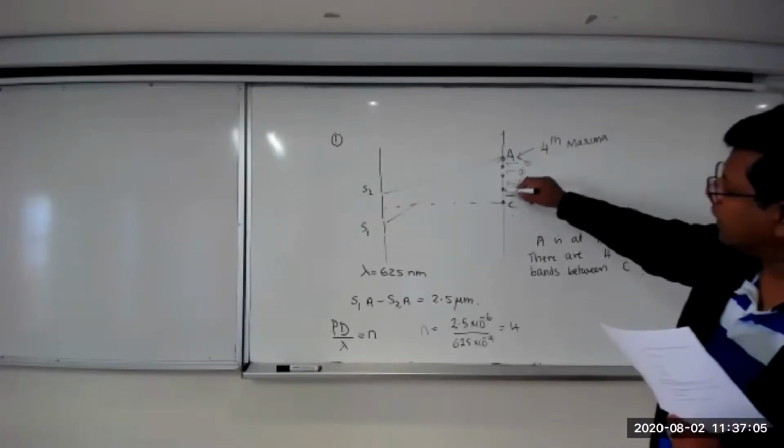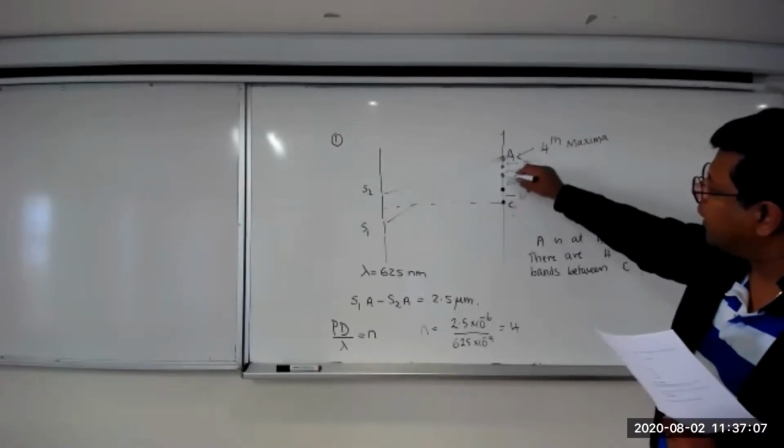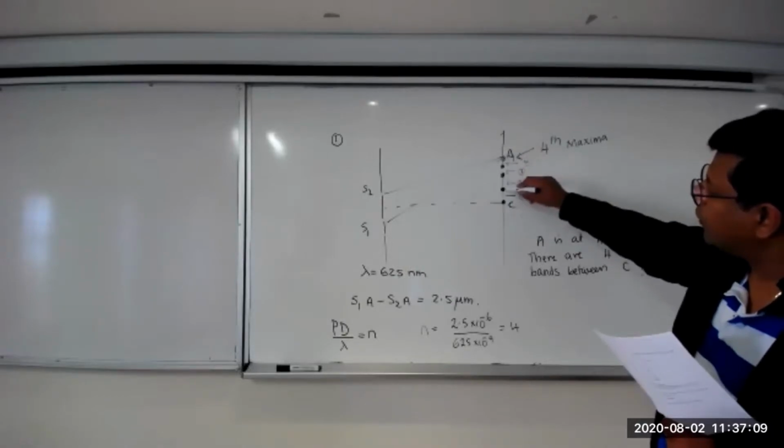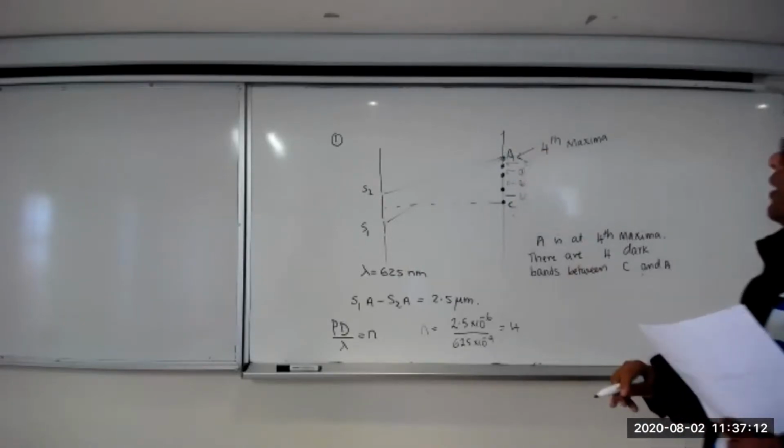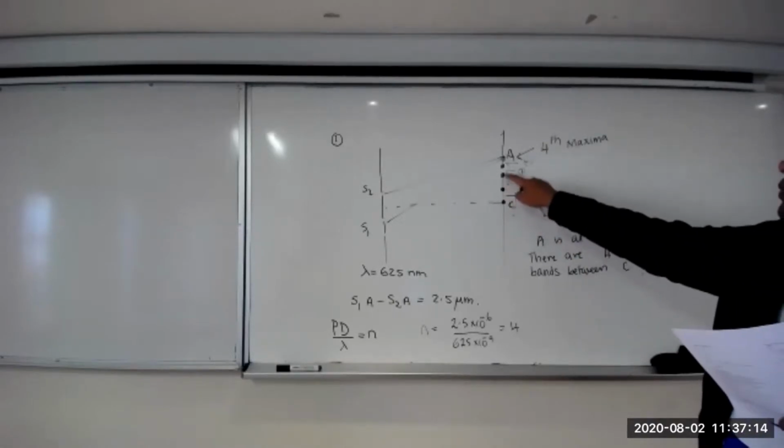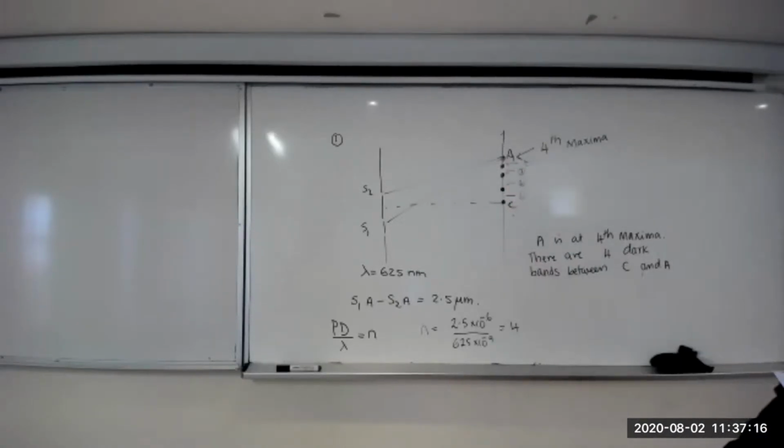When you're moving, these black dots are the bright bands. You start counting from 1, 2, 3, 4. You can see 4 dark spots. 1, 2, 3, 4. 4 dark spots in between.